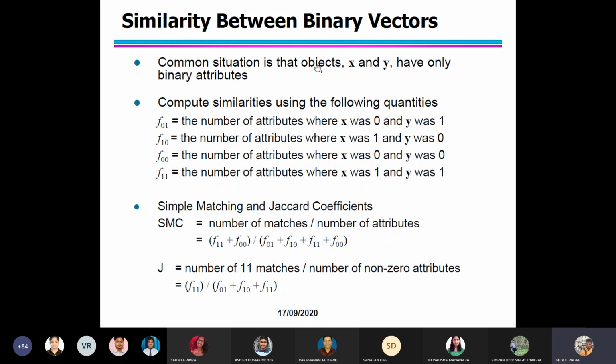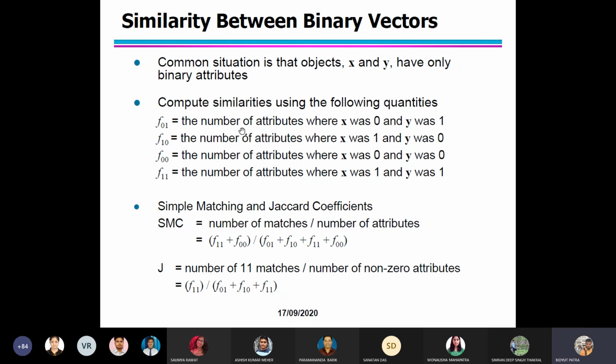So a common situation is that objects X and Y have only binary attributes. Either the value is 0 or 1. In that case, what do you do? We need to compute the similarity. One example is simple matching. Simple matching means that in both cases, the attribute has the same value.